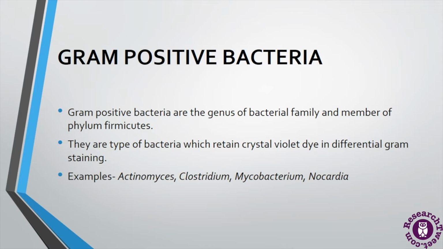The gram-positive bacteria are the genus of a bacterial family and they are a member of phylum Firmicutes. Basically, according to the bacterial nomenclature, they are divided into different phyla and the gram-positive bacteria belong to the phylum Firmicutes, and they are those types of bacteria which retain crystal violet dye in the differential gram staining. Basically the differentiation between gram-positive and gram-negative is defined with the help of a particular staining method called gram staining.